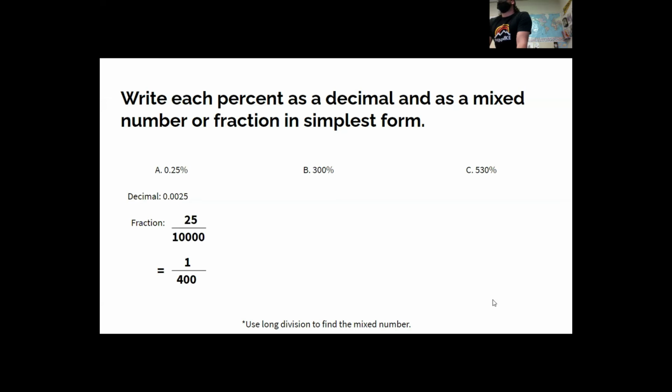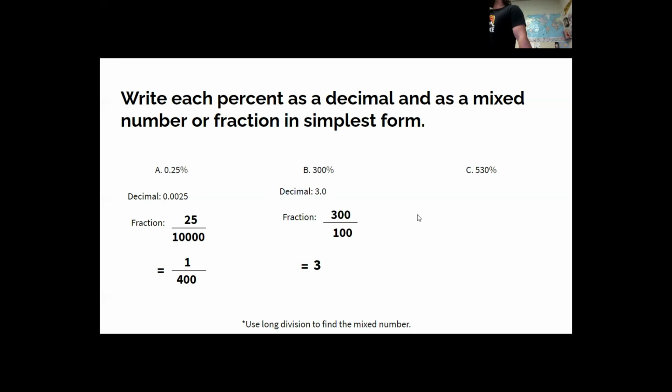300% as a decimal. Oh, no, 300. Yeah, 3.00. So 3.0. That's it. Or just 3. Okay, so now we're dealing with the 100%. We're going to apply the same rule we did earlier. We're going to write it over 100. So we're going to write 300 over 100.